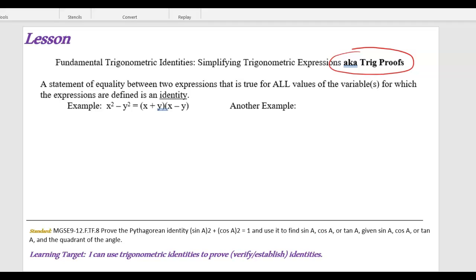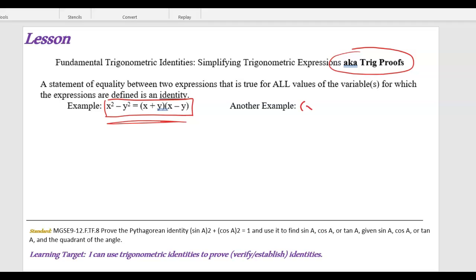All right, so just to clarify, an identity is basically any two expressions that you can show are equivalent. For example, x squared minus y squared is equivalent to x plus y quantity times quantity x minus y. If you were to distribute this out, you would see that it would simplify to x squared minus y squared. Let me write another one. We're going to actually use this one. I'm not going to verify that one, but let me start off with another one.